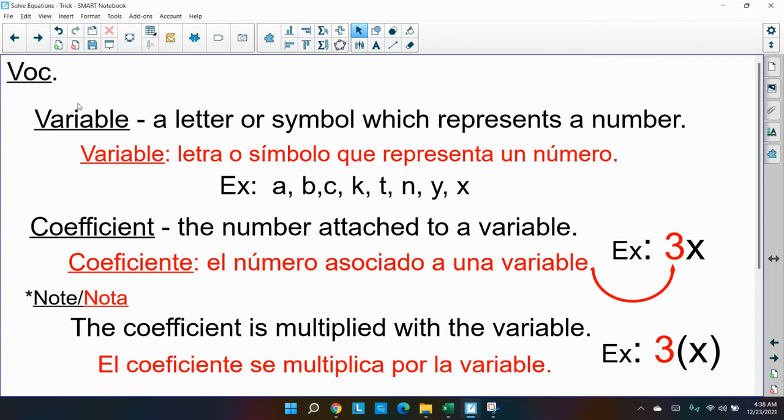Here's some vocabulary you should know. Variable is a letter or symbol which represents a number. Coefficient is the number attached to the variable. For example, we have a 3 attached to the letter x, so that would mean 3 times x, because the coefficient is multiplied with the variable. So when you see a letter next to a number, the number should go in next to the letter in parentheses when you do your substitution.